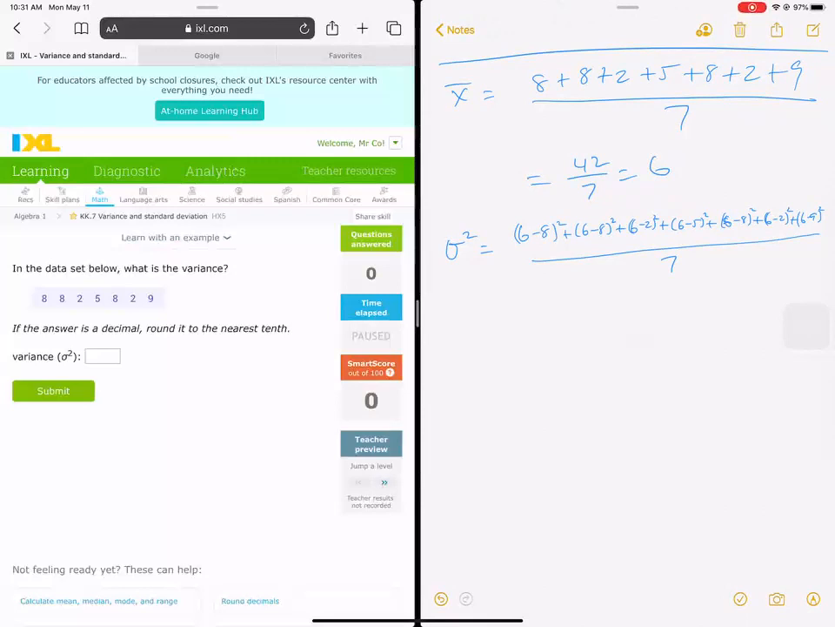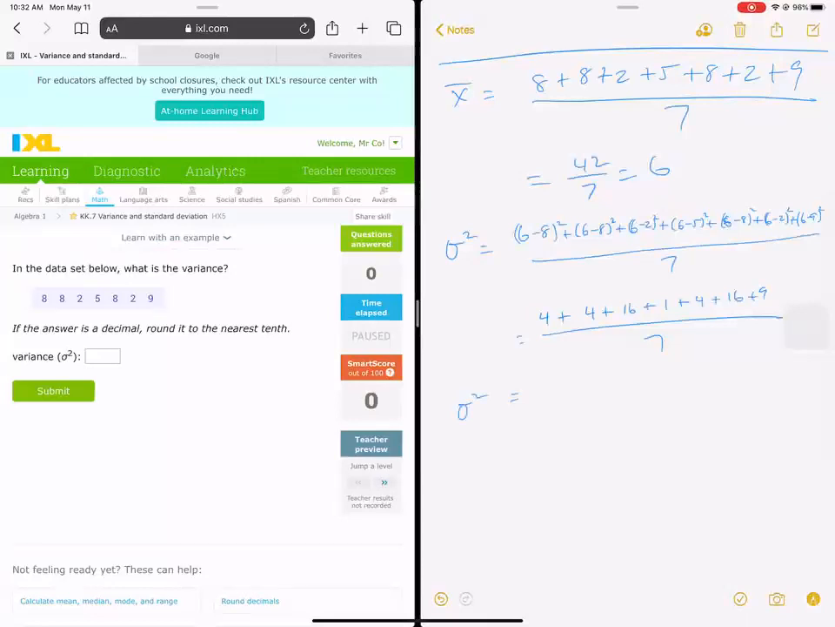So we can say 6 minus 8 is 2. 2 squared is 4. 6 minus 8 is 2. 2 squared is 4. 6 minus 2 is 4. 4 squared is 16. 6 minus 5 is 1. 1 squared is 1. 6 minus 8 is 2. 2 squared is 4. 6 minus 2, let's write that. 4 squared is 16. 6 minus 9 is 3. 3 squared is 9. All over 7.